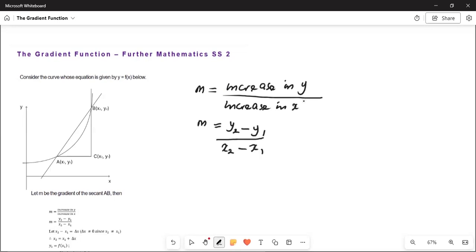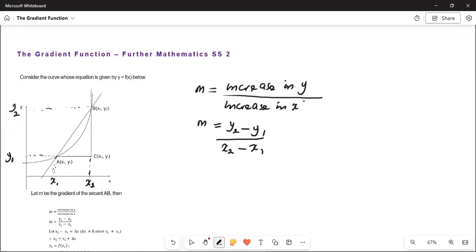So from this graph, I have 2 points here, A and B. Point A has coordinates x1, y1. That is, if you trace this very point down to the x-axis, this side is x1, then trace the same point to the y-axis, this side is y1. That is the coordinate of point A. Then the coordinate of point B, if we trace it down to the x-axis, that should give us x2. Then trace it to the y-axis, that should give us y2.